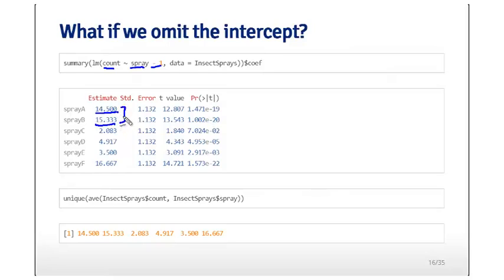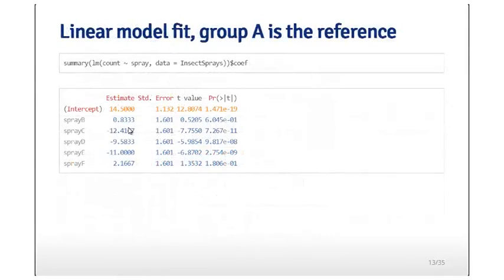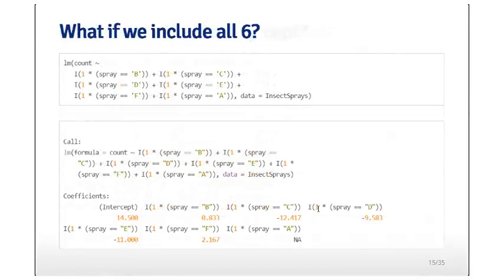And what you'll notice is if I were to subtract 14.5 and 15.3, then I get exactly 0.833. I get this value right here. In other words, the models are perfectly consistent. If you're going to fit 6 means any way you do this, the models will always be consistent.